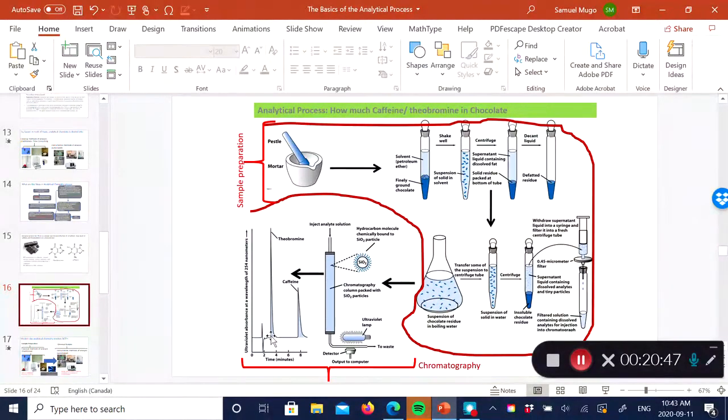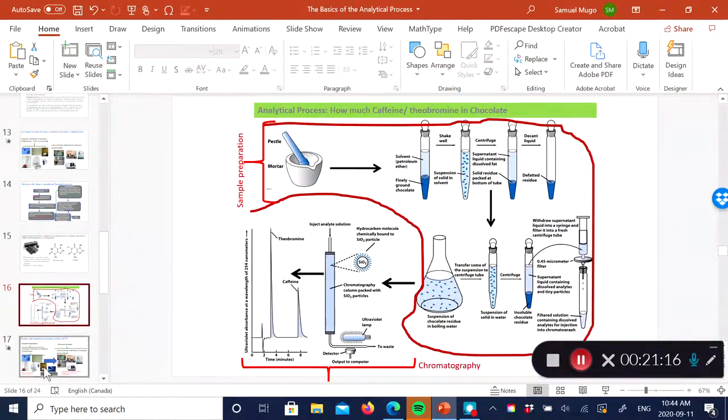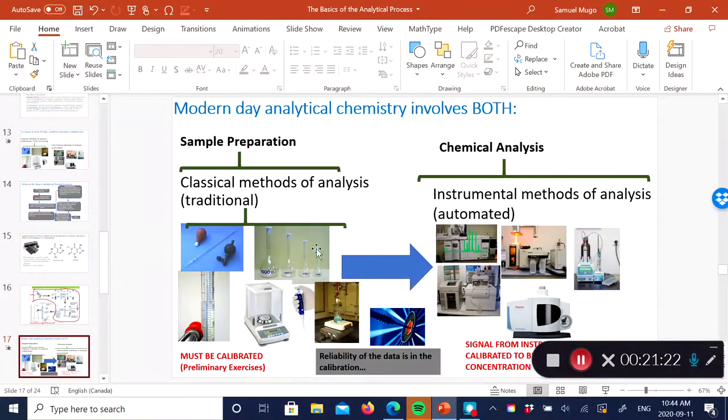Those are just peaks. What I'm interested in is to know the concentration of caffeine and the theobromine. And to do that, I have to do the calibration. And you're going to see the most important thing in analytical chemistry is actually calibration. So you need to calibrate all the glassware that you're using here. If you're using a pipette, you need to calibrate it. If you're using a volumetric flask, you need to calibrate them, and so forth.